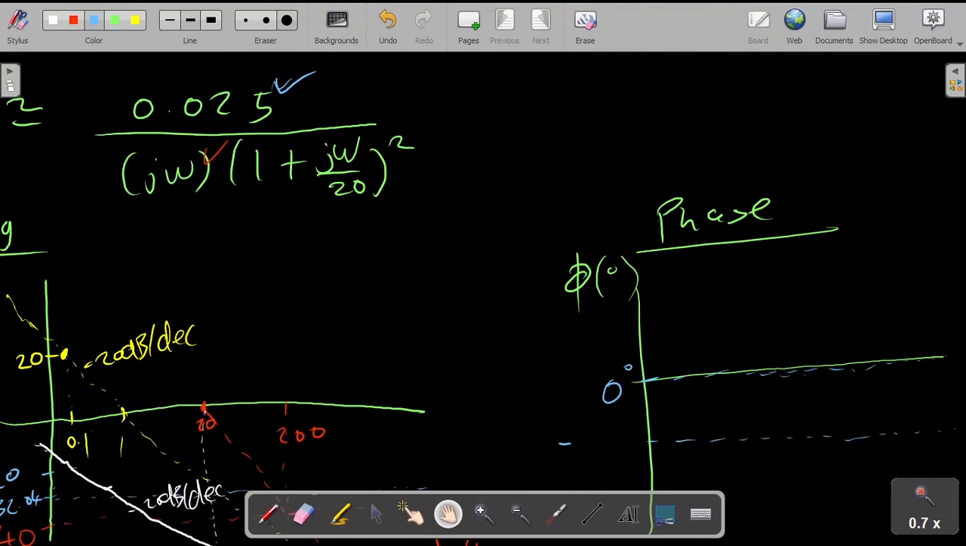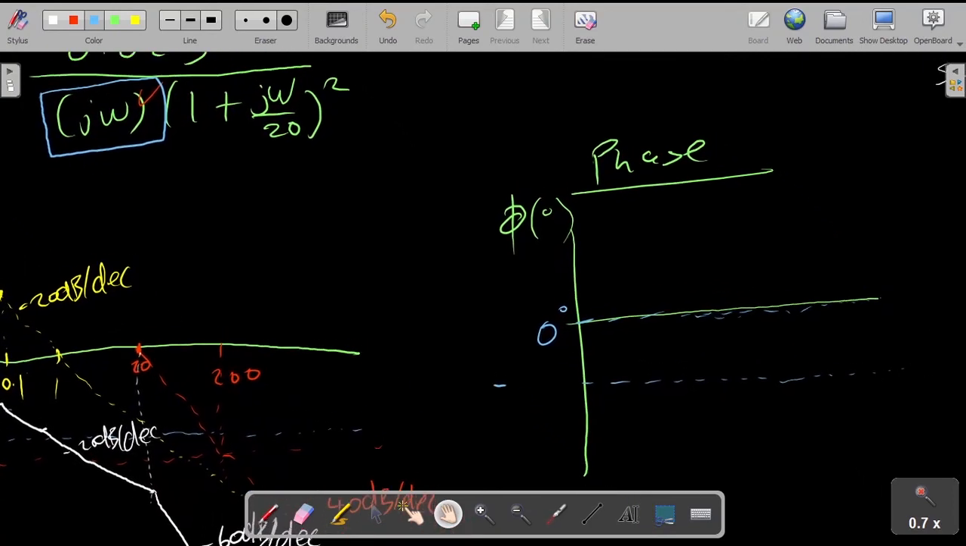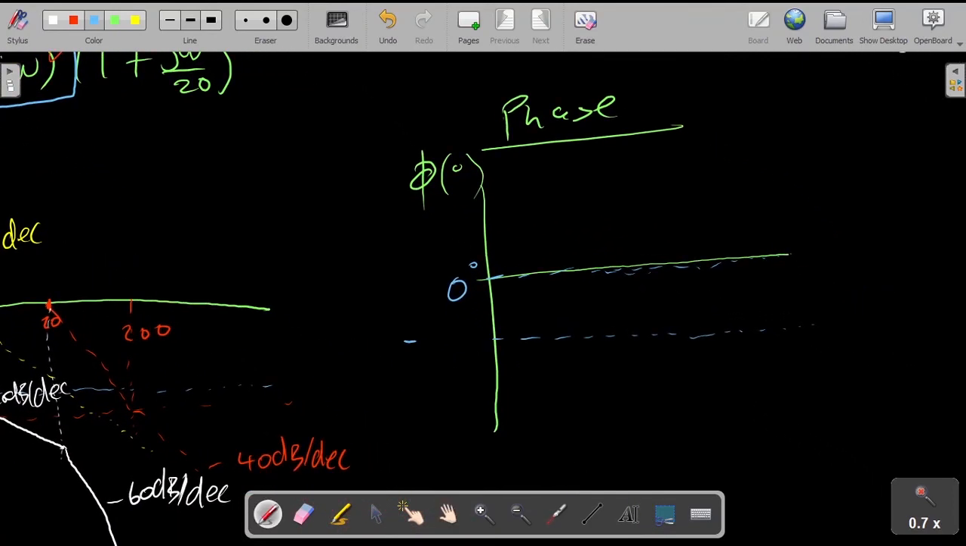And now we have a pole at the origin, which is that there. And that pole would have an effect of negative 90 N, and the N in this case is 1. So it would have a negative 90 degree effect. And that is why I drew that line over there. So we've dealt with 2. We have 1 to go.